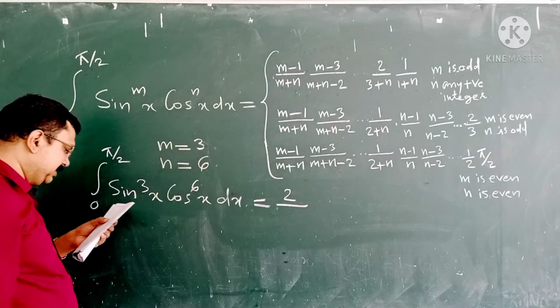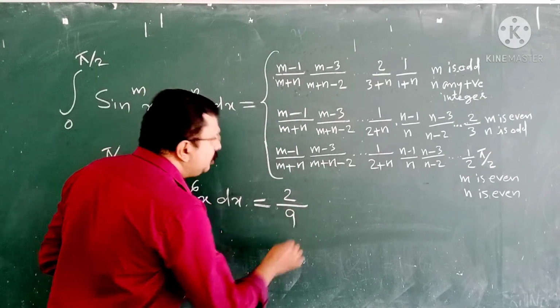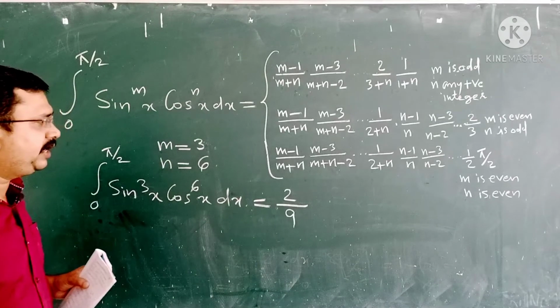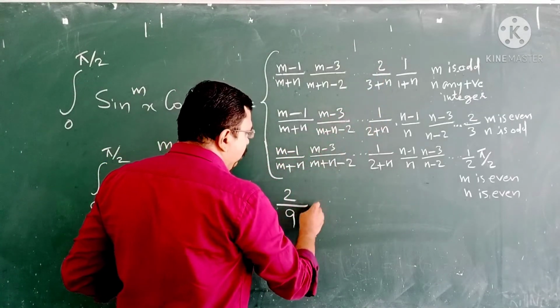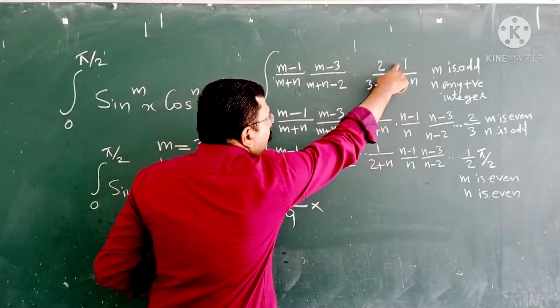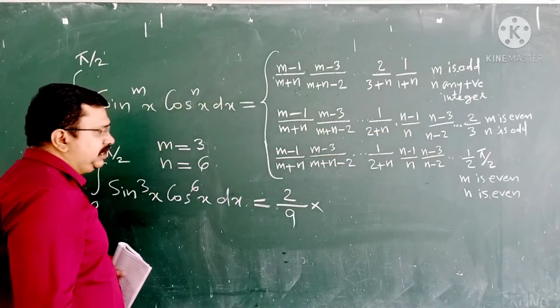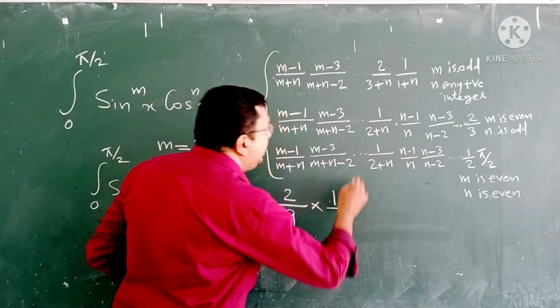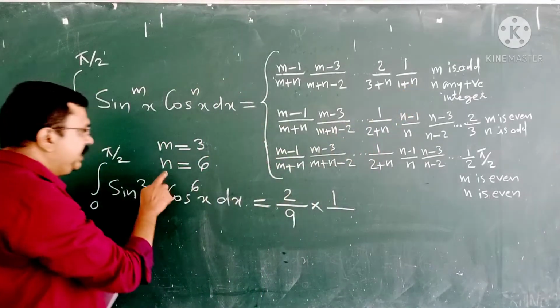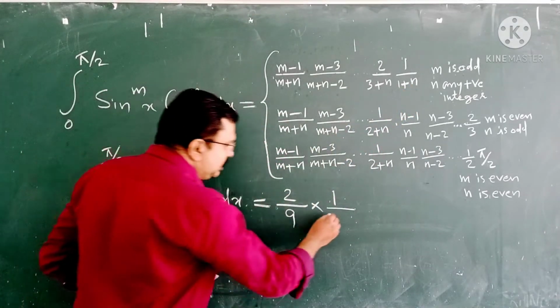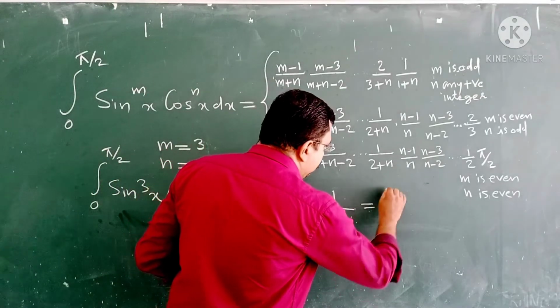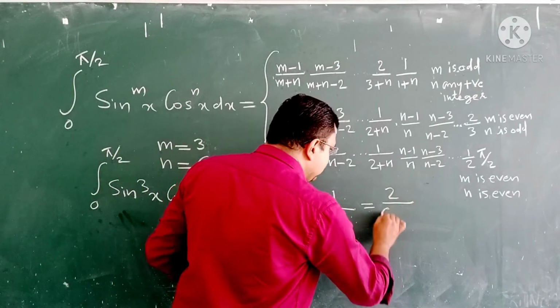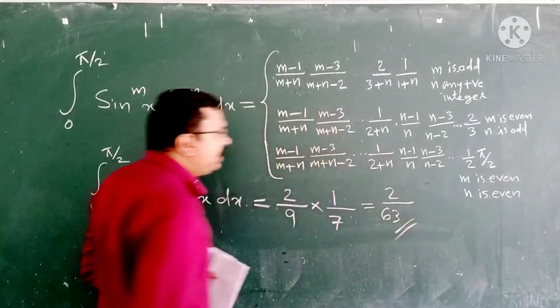3 plus 6, that is 9. 2 by 9. Here is 2 by 3 plus n, 9 into the last term, which is 1 by 1 plus n. That means 1 by n plus 1. n is 6, 6 plus 1 is 7. Okay, the final answer is 2 by 63. That is our final answer.